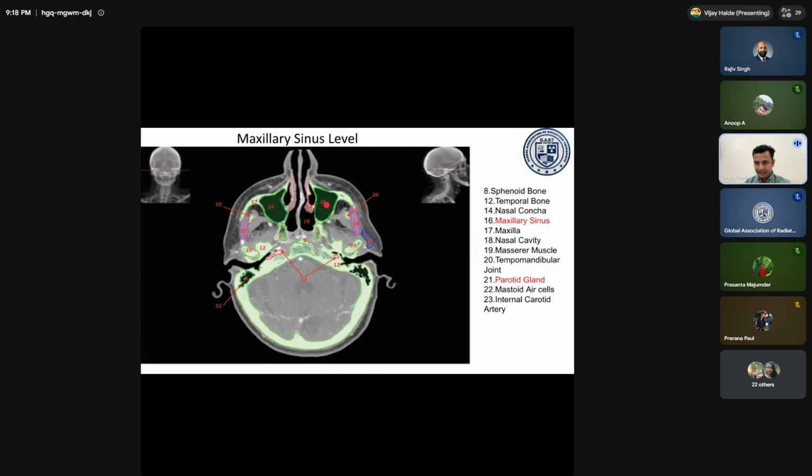and the maxillary sinus. This is the maxilla. Number 19 is the masseter muscle. The parotid gland will start from here. Other structures are also there, like the internal carotid artery, which is visible in contrast scans. And number 22 is the mastoid air cell, which will be helpful during CBCT matching and to check the rotation because they are available on both sides.